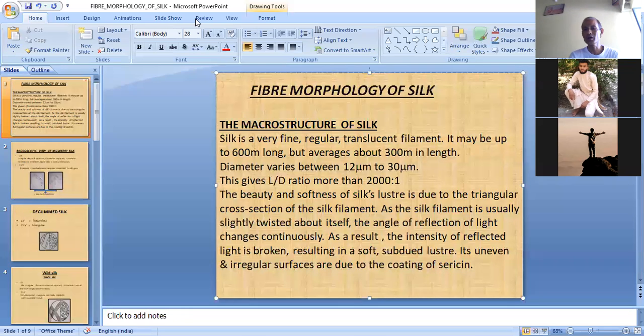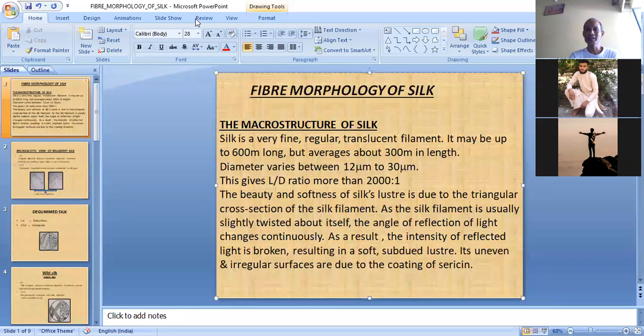इसका रिजल्ट क्या होगा, इसका परिणाम क्या होगा? The intensity of reflected light is broken. तो उसकी जो intensity है वो break हो जाएगी, and that will result in a soft subdued luster. उससे क्या होगा, जो इसकी luster होगी, it will be soft and subdued. It will not be so intense. तो हमें देखने में भी अच्छा लगेगा. अगर बहुत ज्यादा intense है तो हमें देखने में pleasant feeling नहीं होगा.